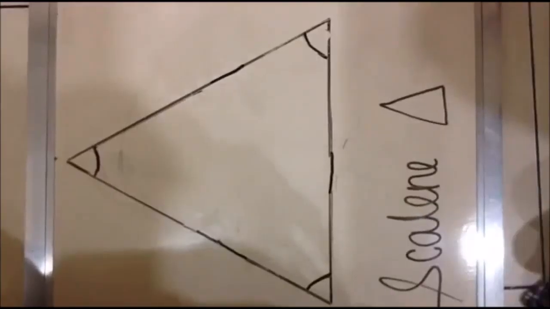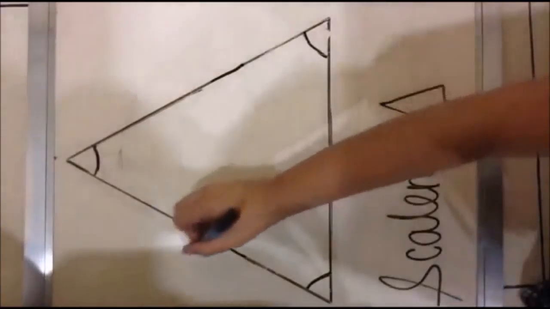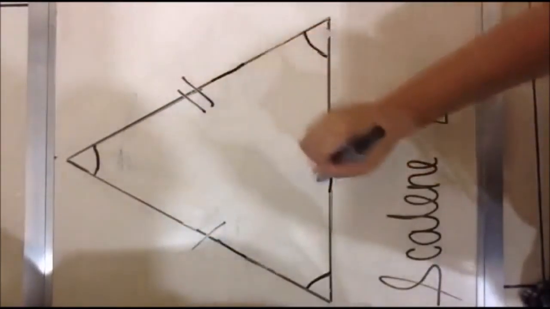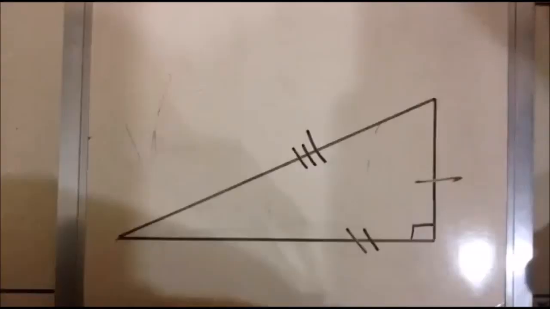Scalene triangle. Has all its sides of different lengths. Also, it has all angles of different measure. A right triangle is also a scalene triangle if and only if it is not isosceles.